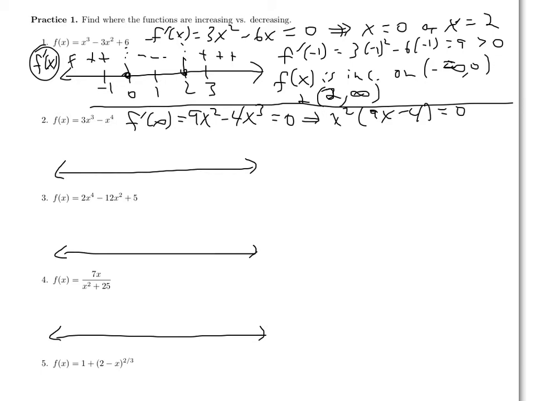Oops, not 9x minus 4. Sorry, 9. Well, now I can't erase it. All right, so maybe I can undo. Nope, stuck with it. Anyway, when you factor out x squared, you'll have 9 minus 4x left.